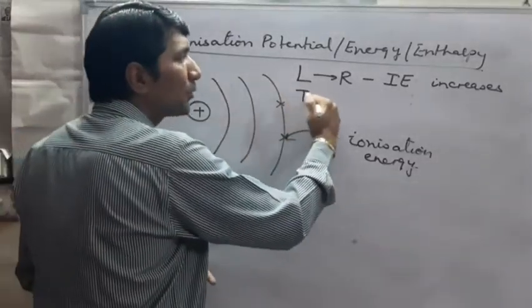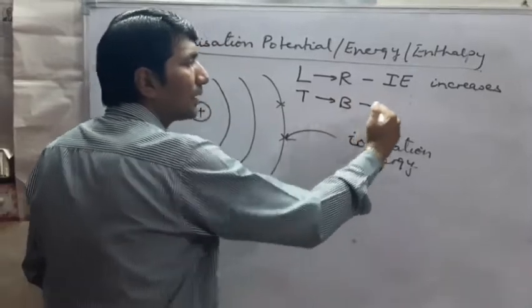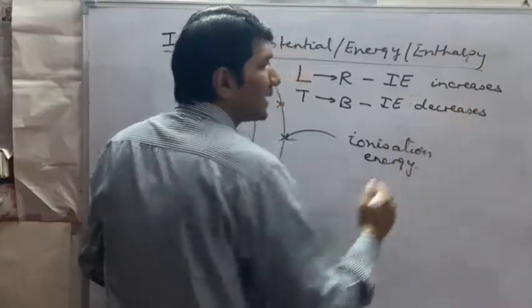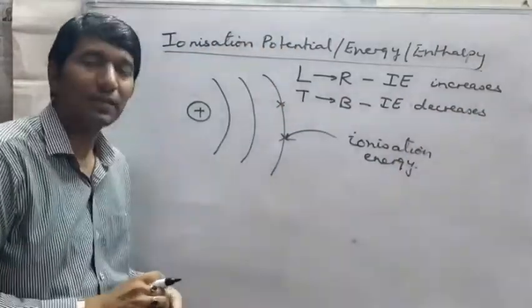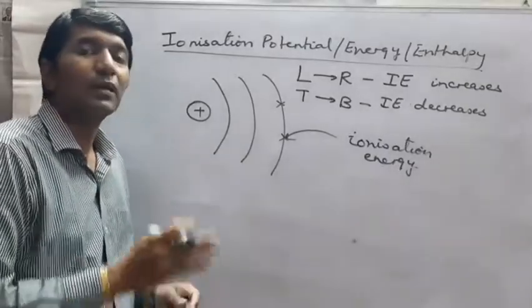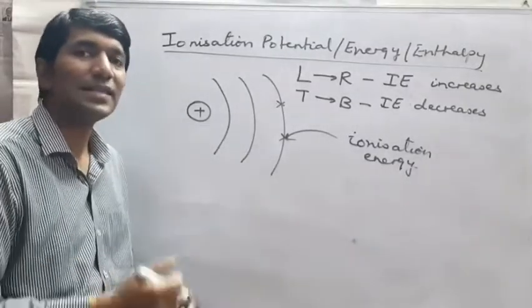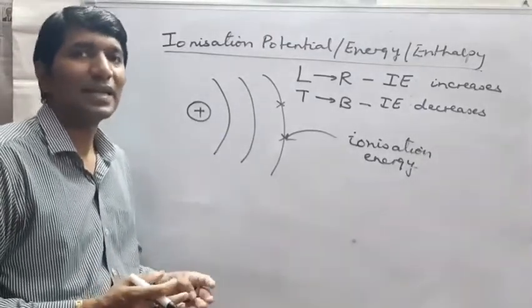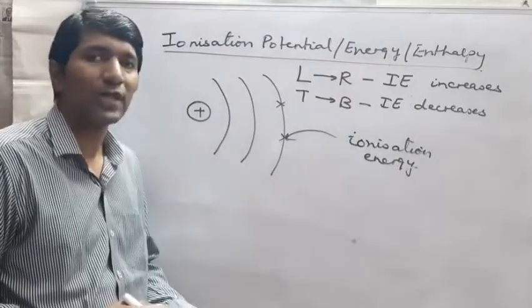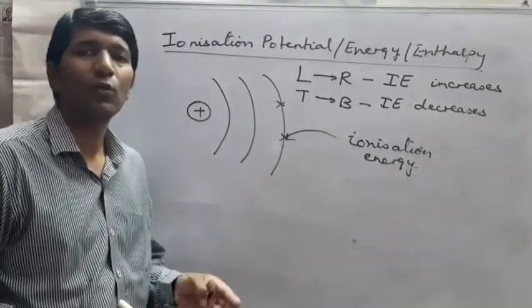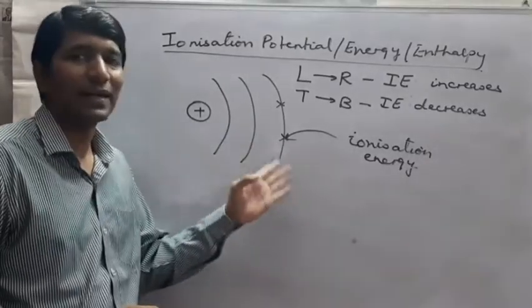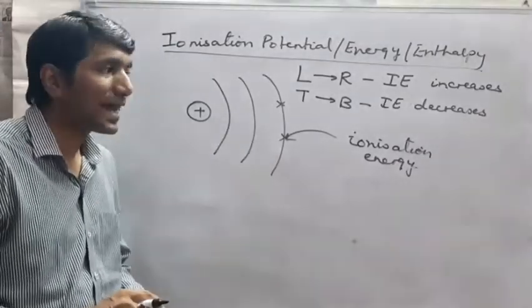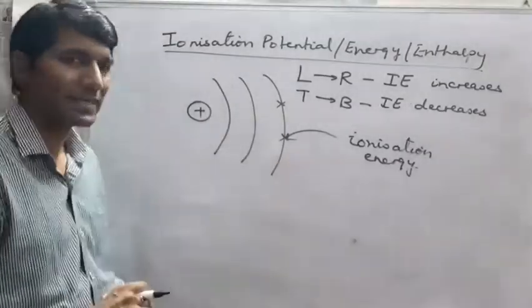If we are moving from top to bottom, the ionization energy decreases. Now why does it decrease? The reason is that on moving from top to bottom, the metallic character, that is the tendency to donate electrons, increases. Since the atom itself wants to lose an electron, a lesser amount of energy is required, and that is why the ionization energy decreases.